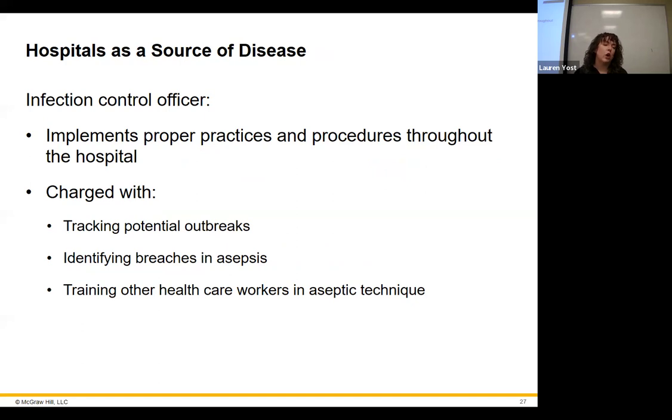The infection control officer is the one who implements these practices and procedures throughout the hospital. They will track outbreaks within the hospital, identify breaches in asepsis, and then train any of the workers in the aseptic technique. So they are the ones actually in charge of everything that's going down in that hospital as far as keeping everything under control. So it's not going to be the doctors or the board members or the nurses or anything like that.